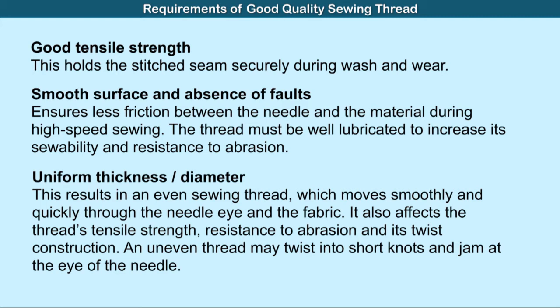Uniform thickness and diameter. Uniform thickness and diameter results in an even sewing thread, which moves smoothly and quickly through the needle eye and the fabric. It also affects the thread's tensile strength, resistance to abrasion, and its twist construction. An uneven thread may twist into short knots and jam at the eye of the needle.